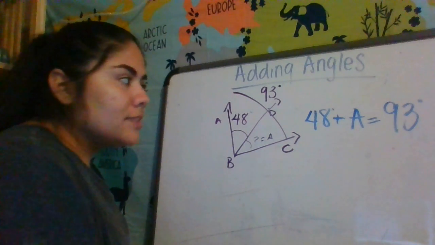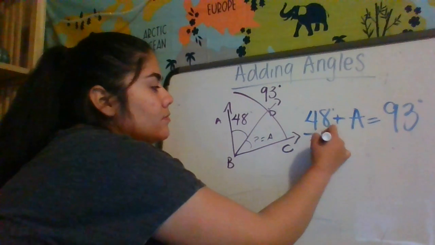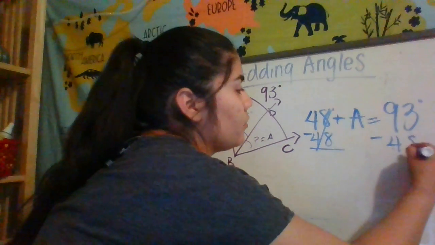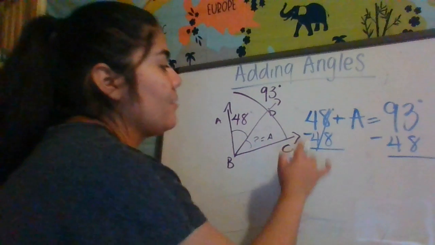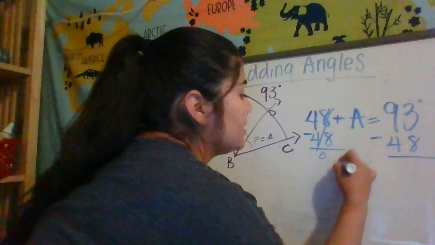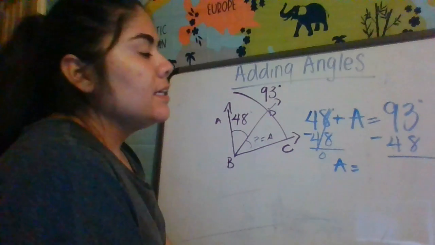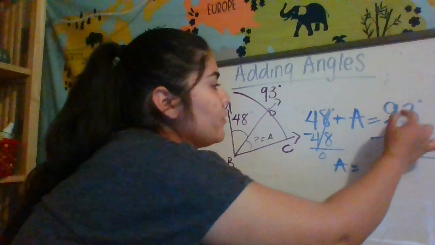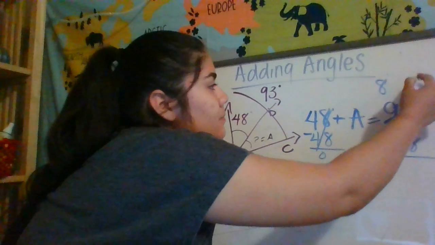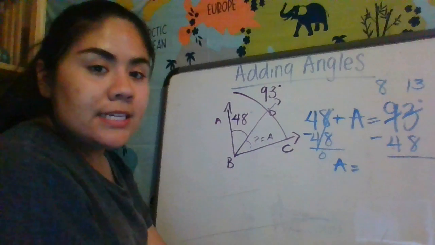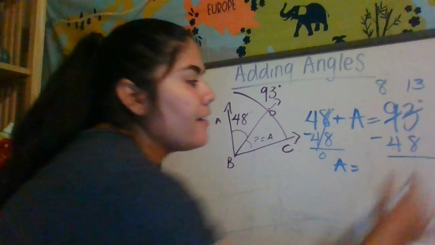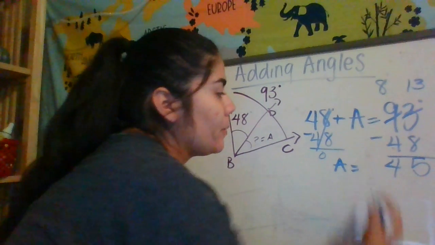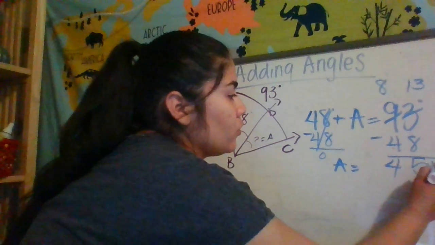Now something you can do is subtract 48 from here, cross this out, come over here, because 48 minus 48 is 0. So all we're left with is A equals 93 minus 48. Can I do this? No. I have to regroup. So this becomes 13. 13 minus 8 is 5. 8 minus 4 is 4. So my answer is A equals 45 degrees.